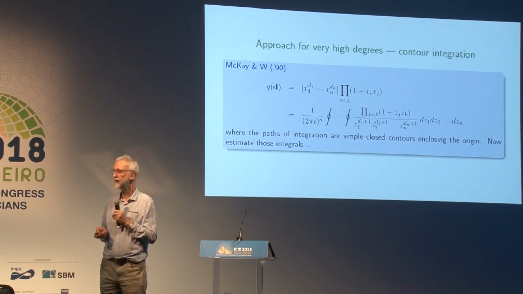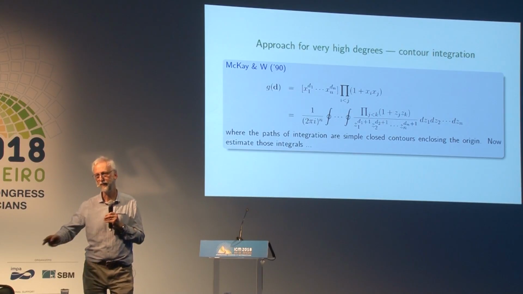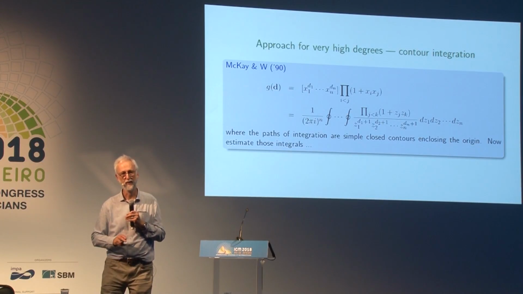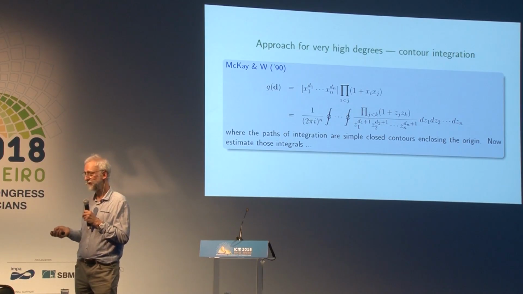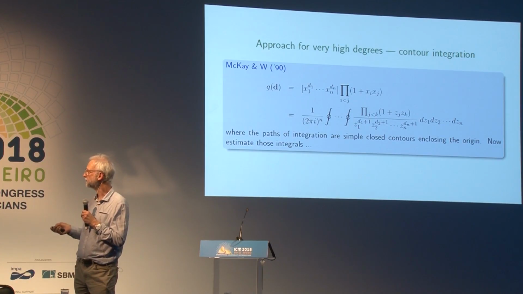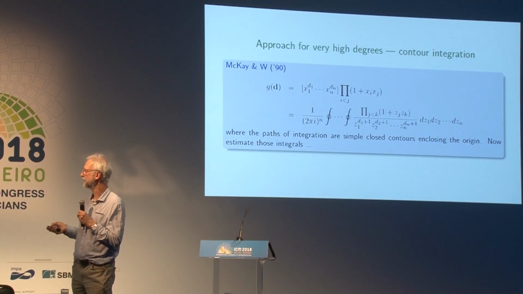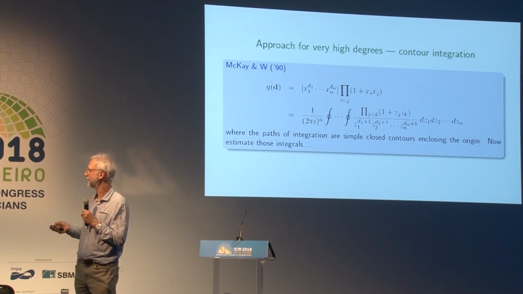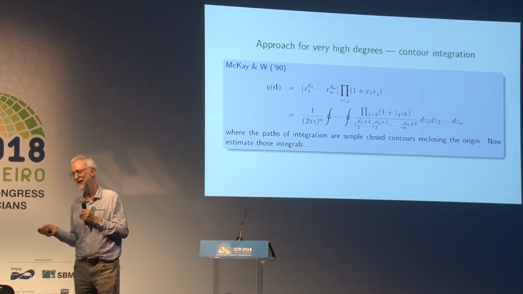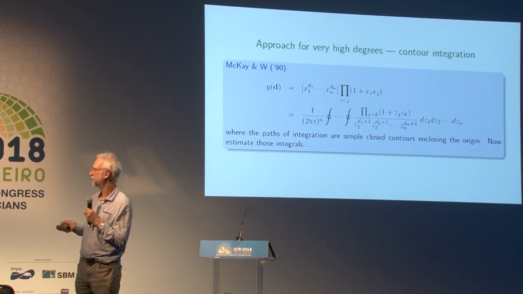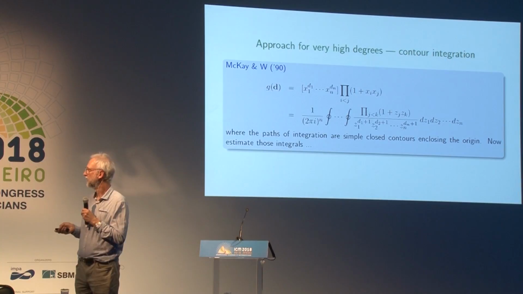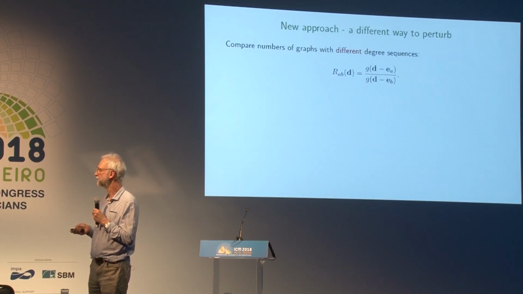Now, the approach for very high degrees, that was the low degree case where you have quite sparse graphs. For very high degrees, Cauchy integrals tend to converge quite nicely, and that's what McKay and I did in 1990. We asymptotically evaluated the Cauchy integral, a multiple integral, an n-dimensional integral. Takes a bit of analysis.